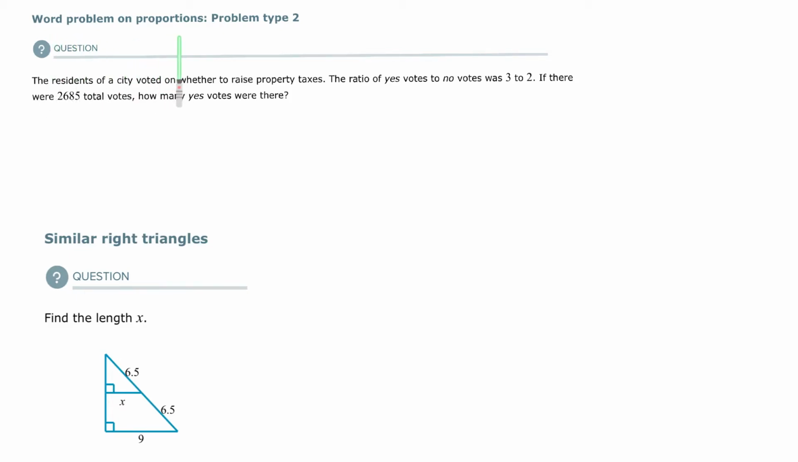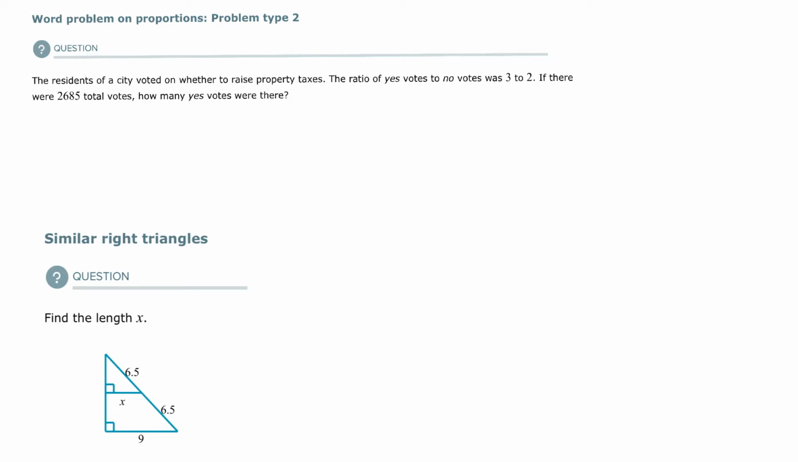A word problem on proportions. The residents of a city voted on whether to raise property taxes. The ratio of yes votes to no votes was 3 to 2. If there were 2,685 total votes, how many yes votes were there?